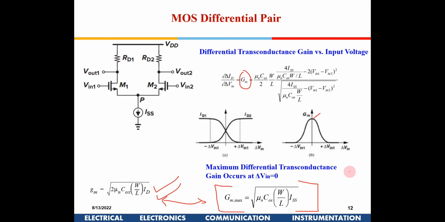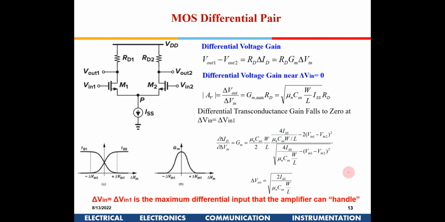Okay, so let me move forward here. Now the differential gain is V out1 minus V out2. If I take the difference between here, it is RD into delta ID. So delta ID is now GM times delta Vin, as we found out. So the gain is again GM RD, like in the case of a common source amplifier. Only thing is ID got replaced by ISS by 2, so that 2 is not there; otherwise it is the same gain as that of a common source amplifier. Is it okay for all of you?